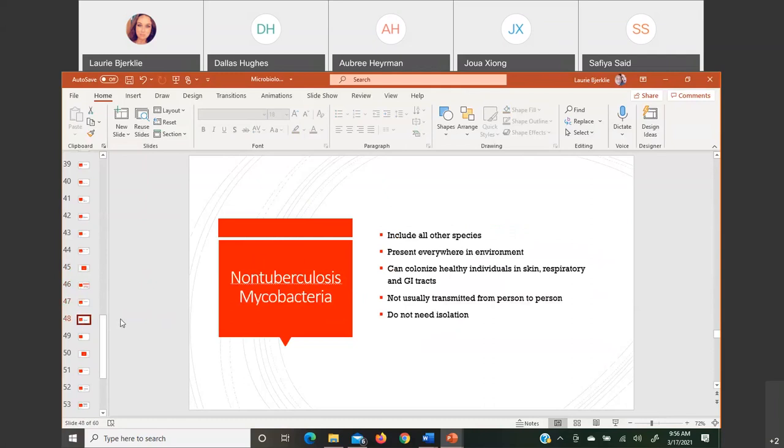Other mycobacteria that are not tuberculosis are typically found everywhere in the environment and are not typically transmitted person to person like tuberculosis is. Tuberculosis patients in the hospital have to be in a reverse isolation room where the airflow has to go out a certain way through filters, because it is contagious and hangs in the air, whereas other mycobacteria don't usually have that going on.